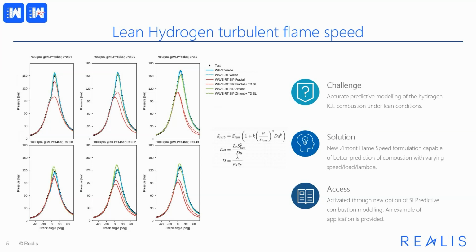The model has been demonstrated to perform well for lean operations and be able to capture the speed, load, lambda sweep with a single set of model parameters. Examples of hydrogen single cylinder research engines are provided for both desktop and real-time functionality. Note that the model also shows good accuracy for conventional fuel, especially when combined with kinetic tabulated laminar flame speed available in WAVE and WAVE RT.